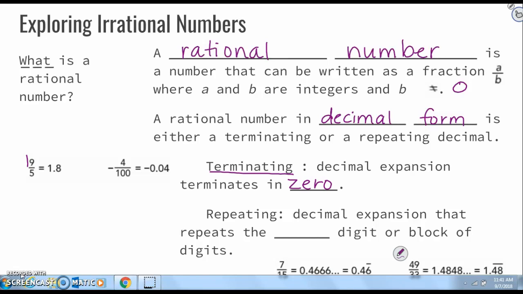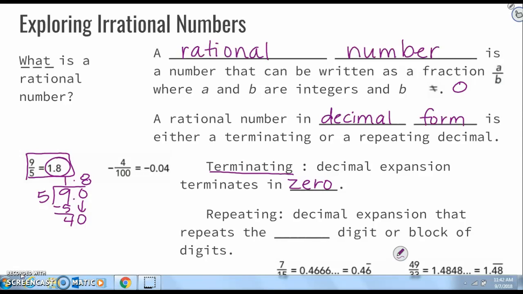For example, 9/5. If we change 9/5 into a decimal, we're dividing 5 into 9. We see that 5 divides into 9 once, with 4 left. We add our decimal 0. 5 divides into 40 8 times, so that is 1.8. That number terminates, so it is rational. Another example of a terminating decimal is -4/100. When written as a decimal, it is -0.04.